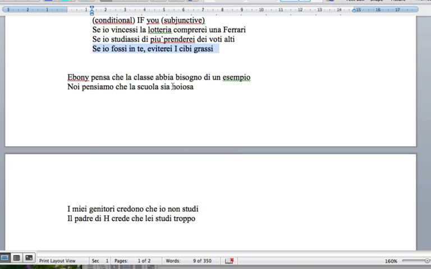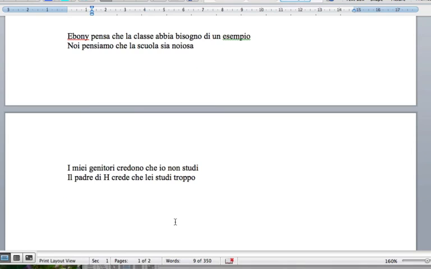Ebony pensa che la classe abbia bisogno di un esempio. Ebony thinks the class needs an example. Noi pensiamo che la scuola sia noiosa. We think school is boring. I miei genitori credono che io non studi. My parents think I don't study. Il padre di Hannah crede che lei studi poco. Hannah's dad thinks she studies too little.